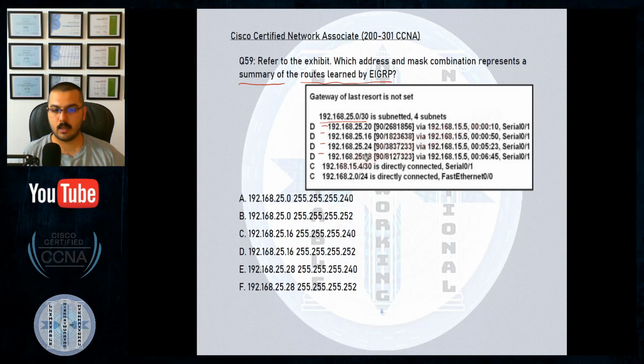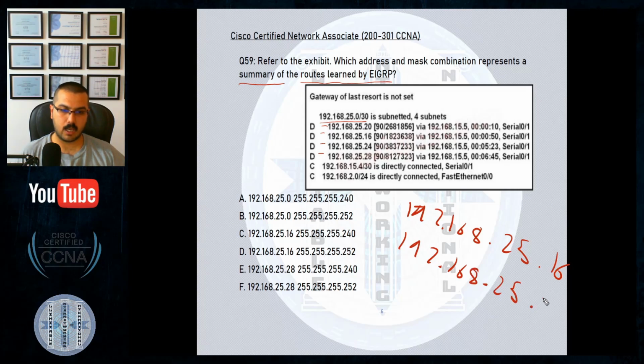The smaller one is 192.168.16. The biggest one will be 192.168.25.28. What we need is one subnet that replaces those four, and inside that subnet and its mask, the amount of IP addresses is enough for those four, so it can replace those four and represent the same amount of addresses.